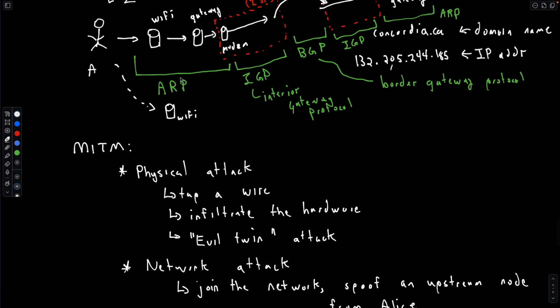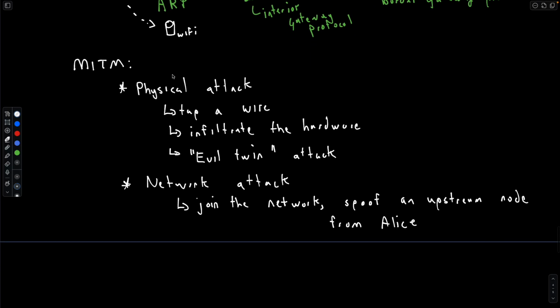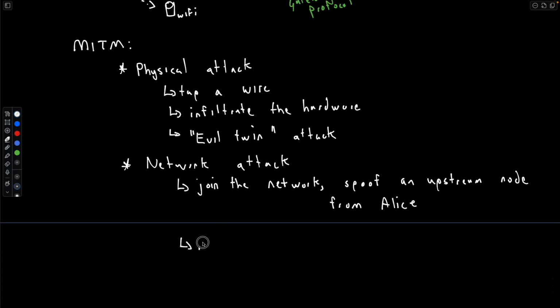Well, it depends if I'm at the ARP, IGP, or BGP level. For ARP, I could use ARP spoofing. That would be one way of doing it, the most common way. There are other ways, but that's the most common one.